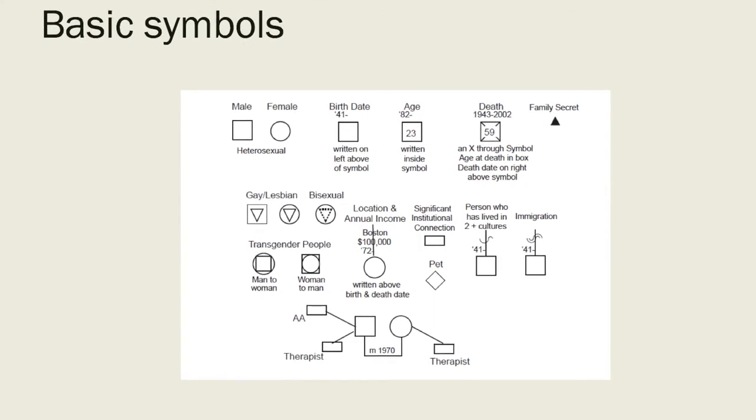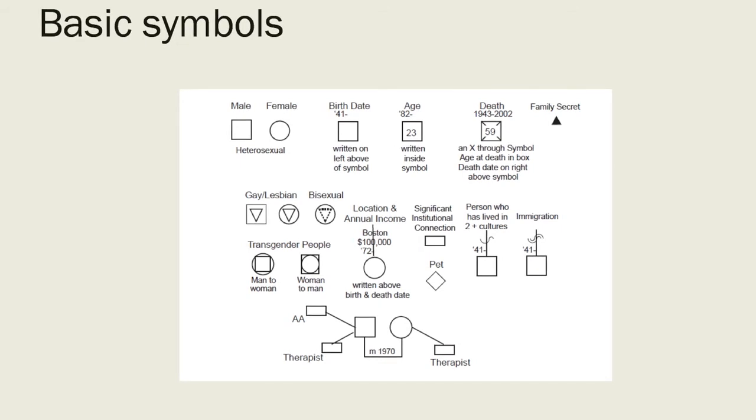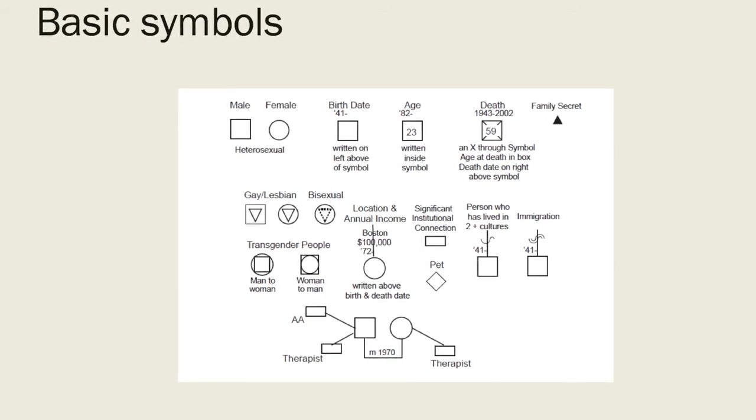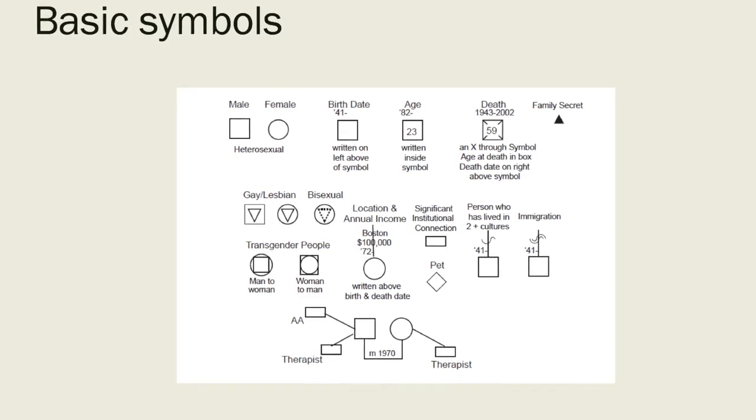Gay and lesbian relationships and bisexual relationships are identified with a marker of a triangle. Solid triangle identifies gay or lesbian within a square or a circle, and bisexual is a dotted triangle.